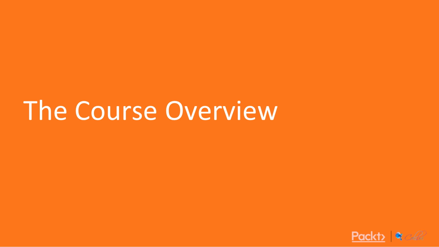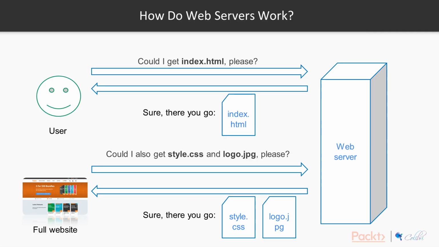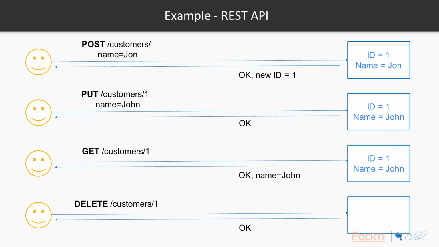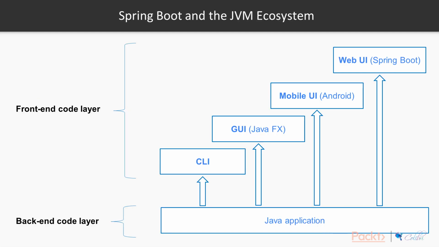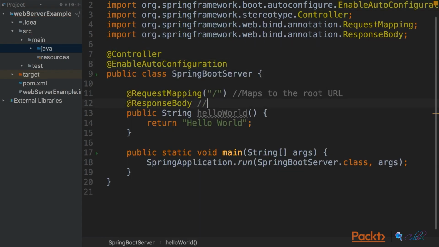To make the content in this course easy to follow, we have split it into 3 sections: Introduction to REST APIs and Spring Boot, designing and implementing our API, and enriching our API. In the first section of this course, we're going to discuss HTTP, REST, and describe how the web works. Then, we will take a practical approach and discuss how to build a web server in Java by using Spring Boot. Finally, we're going to write a simple Hello World web application.